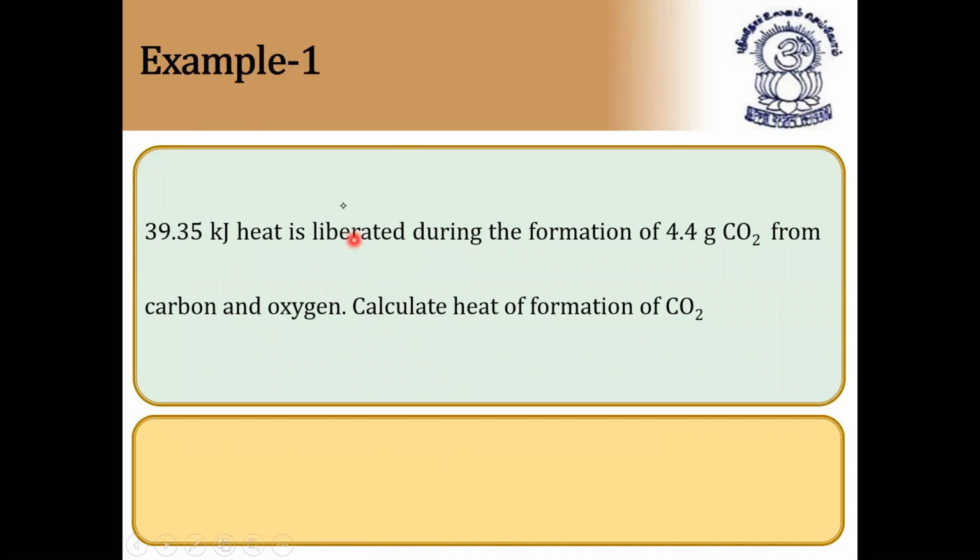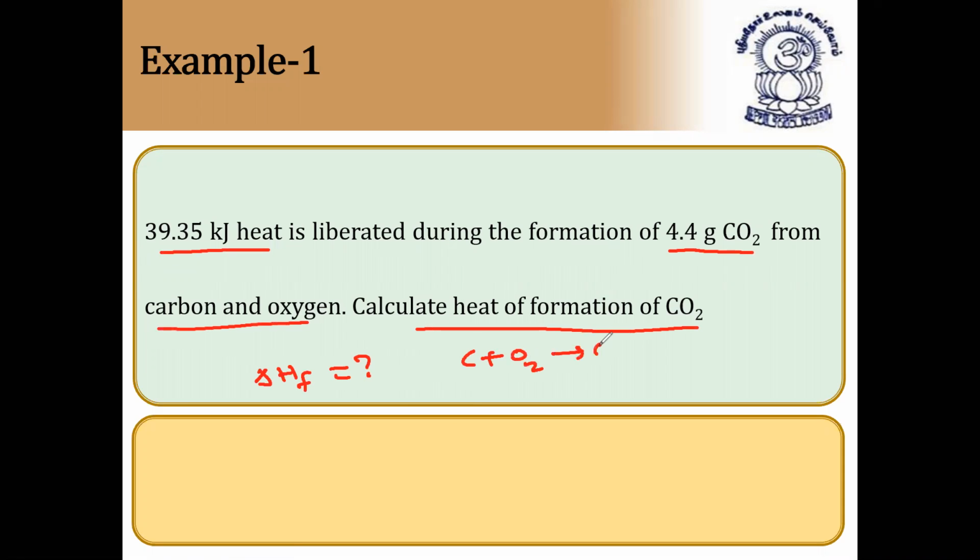Next, let us take into consideration this question now. 39.35 kilojoules of heat is liberated during the formation of 4.4 grams of carbon dioxide from carbon and oxygen. Calculate the heat of formation of carbon dioxide. So heat of formation of carbon dioxide, delta HF, is equal to how much, they are asking. First you write the equation: C plus O2 gives rise to CO2. For producing 1 mole of carbon dioxide, what is the heat of reaction? They have given for 4.4 grams of carbon dioxide, 39.35 kilojoules is liberated.